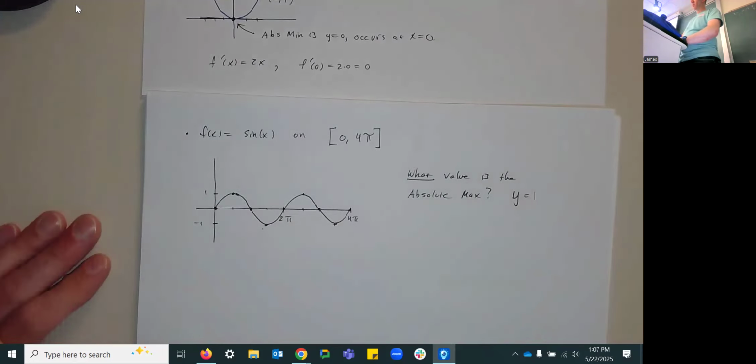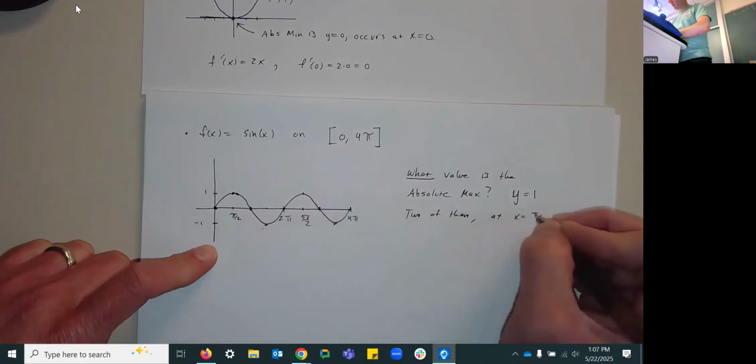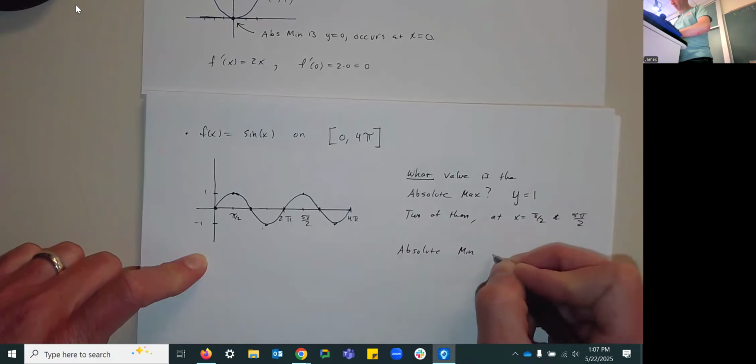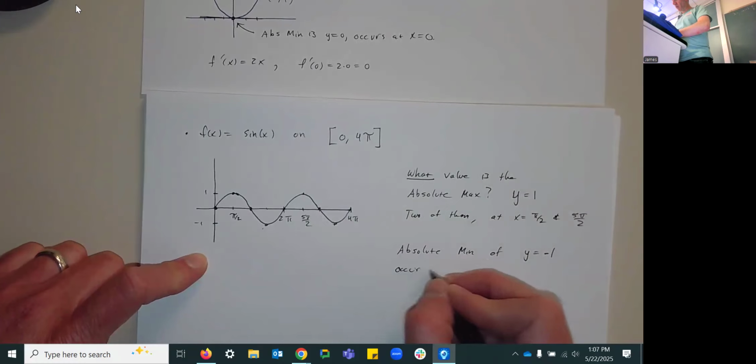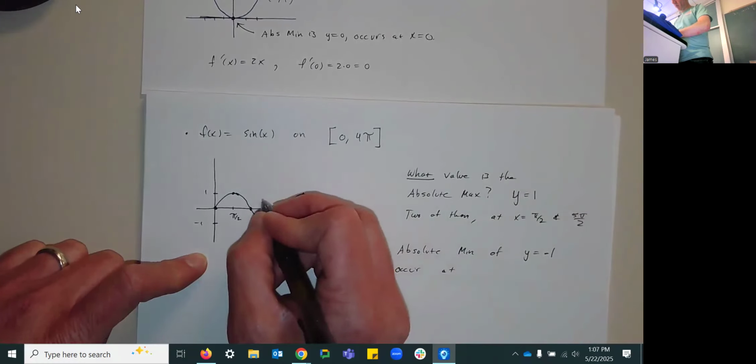One is at x equal to pi over 2. And the other one is over here at x equal to 2 pi plus pi over 2, which is 5 pi over 2. Similarly, we have absolute minimum values of y equal to -1, and those are going to occur right here, which is 3 pi over 2, and right here, which is 3 pi over 2 plus 2 pi, or 7 pi over 2.